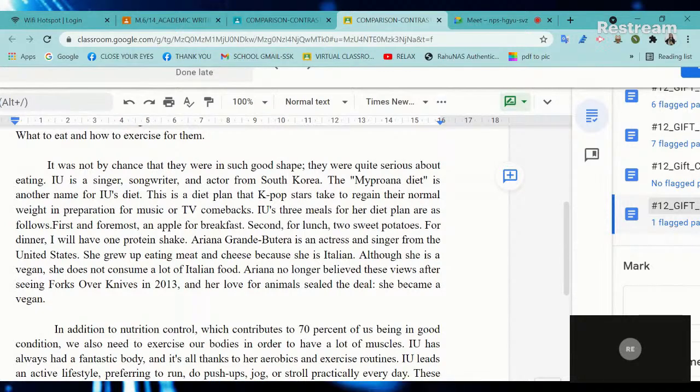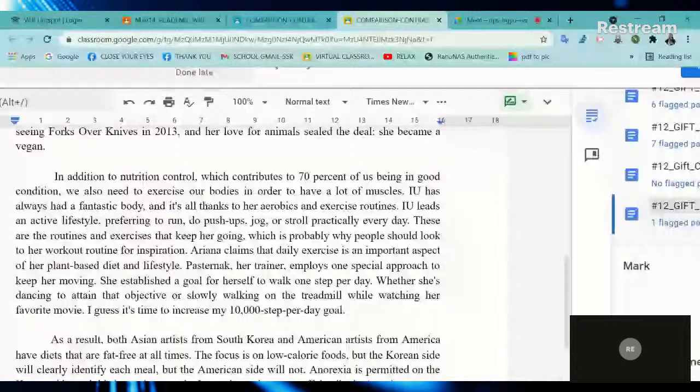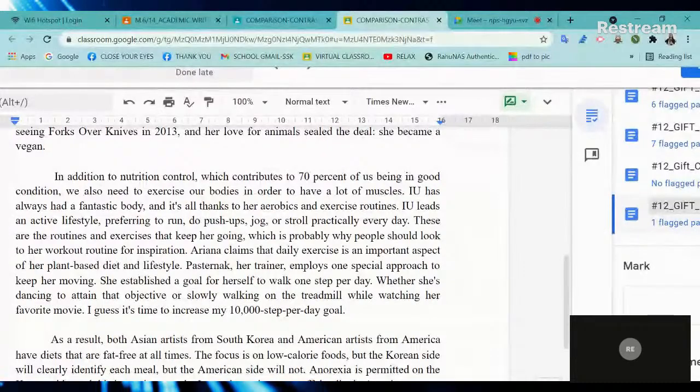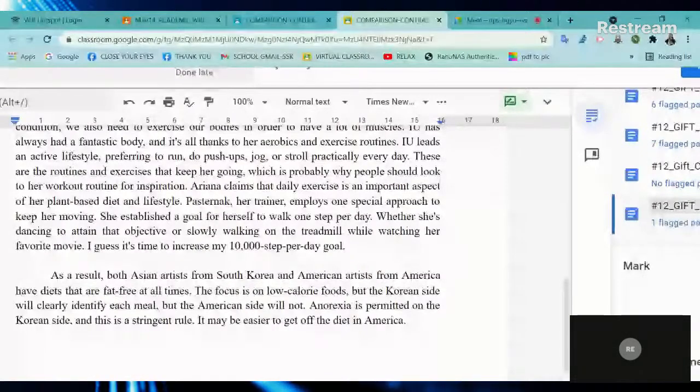In addition to nutrition control, which contributes to 70% of being in good condition, we also need to exercise our bodies in order to have a lot of muscles. IU has always had a fantastic body, and it's all thanks to her aerobics and exercise routines. IU lives an active lifestyle, preferring to run, do push-ups, jog, or stroll practically every day. These are the routines and exercises that keep her going, which is probably why people should look to her workout routines for inspiration. Ariana claims that daily exercise is an important aspect of her plant-based diet and lifestyle.